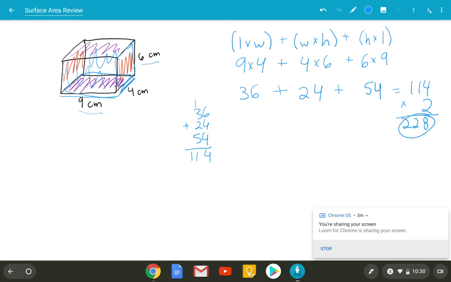228. So our surface area is 228, and we have centimeters squared because we're measuring square centimeters. Another way you could write that is 228 square centimeters.